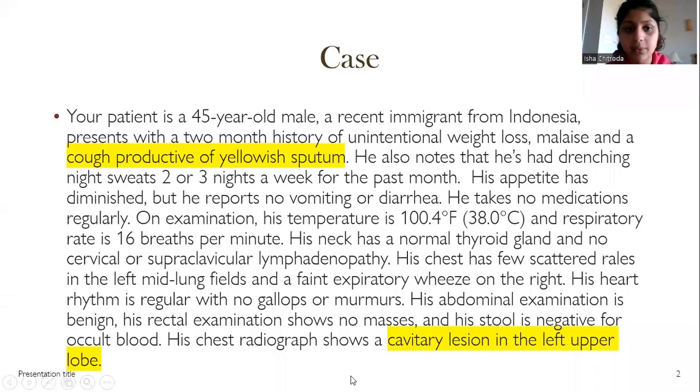So this is the case that we have today. A 45-year-old male who's a recent immigrant from Indonesia presents with unintentional weight loss, malaise, and productive cough with yellowish sputum. Sorry, he does not have any diarrhea or vomiting, but he does have fever, and he shows a cavitary lesion in the upper left lobe of his lung.